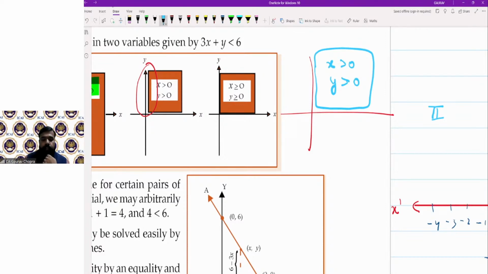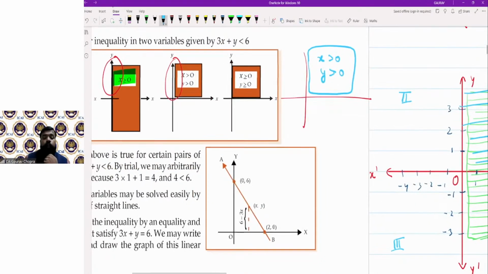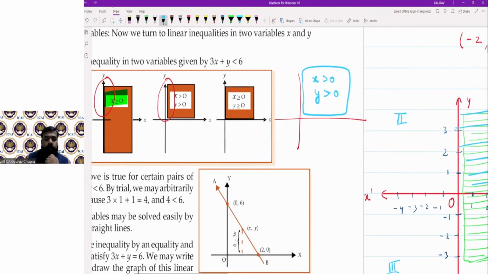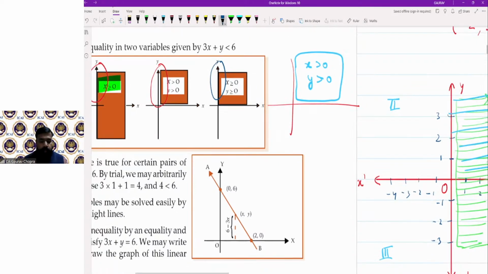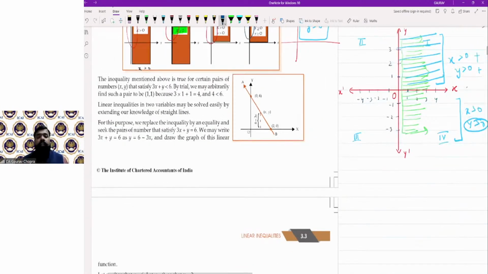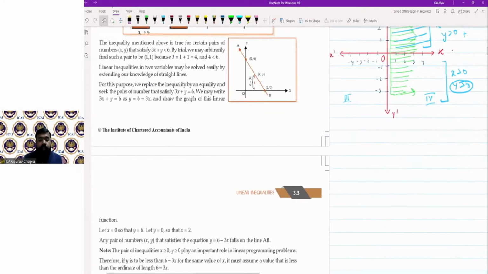Okay. Now, if equal to is also included, then we will not leave the gap, as we can see in the last diagram, where there is no gap left. Therefore, it is x and y greater than or equal to 0. All right. So this was the basics, which normally we study in class 8, 9, and 10.